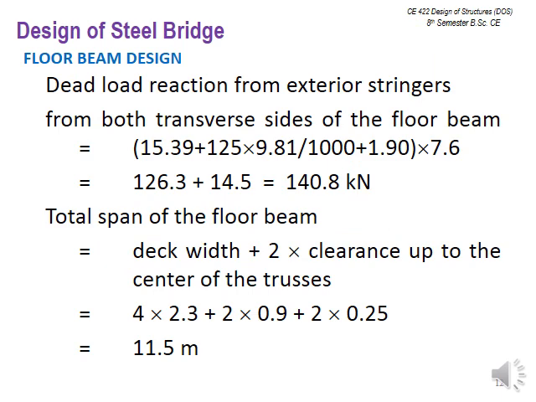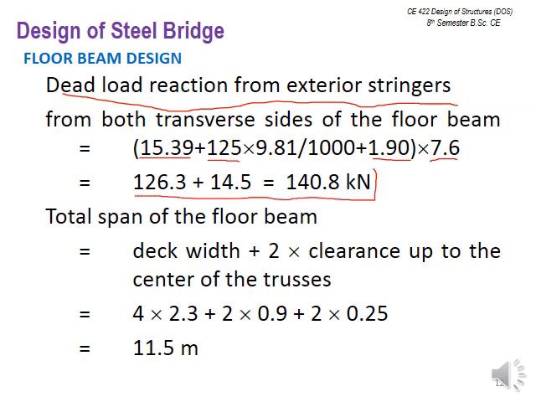Then comes dead load reactions from the exterior stringer. Similarly, 15.39 is the DC for the exterior stringer DC part, and then 125 will remain the same because we have provided the same section for the exterior and interior stringer. Then comes 1.90. Obviously it will be different for the load analysis of the exterior stringer, where you have calculated the DW. Multiplying with the span of the floor beam, it comes out to be 140.8 kilonewtons.